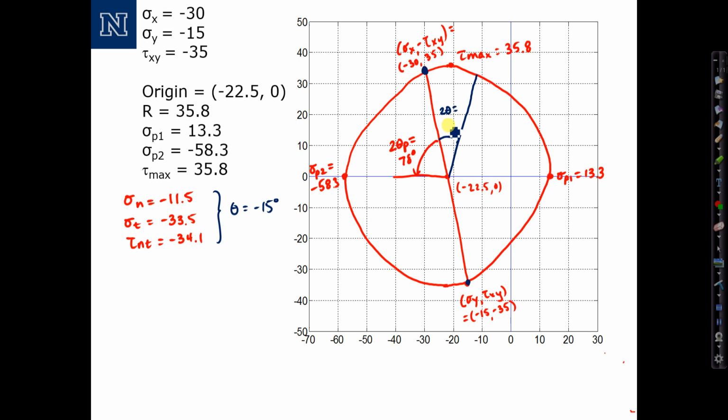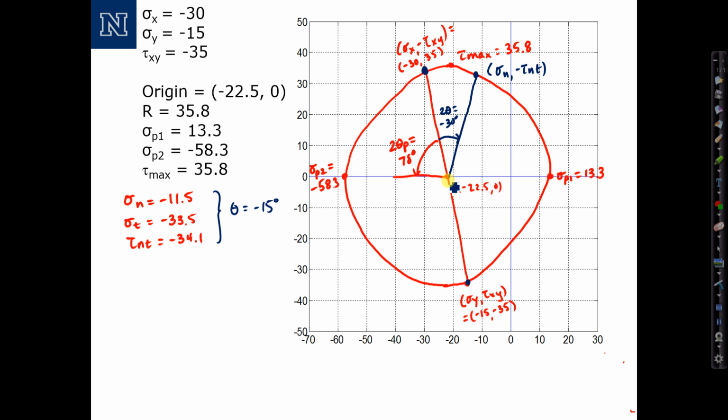2 theta equals negative 30 degrees. That's where I eyeball my transformed stresses to be. This point right here would be sigma n, negative tau nt. Let's check it out. Negative 11.5, that's about right for sigma n. The opposite of negative 34.1, or up 34.1, is about right for tau nt.